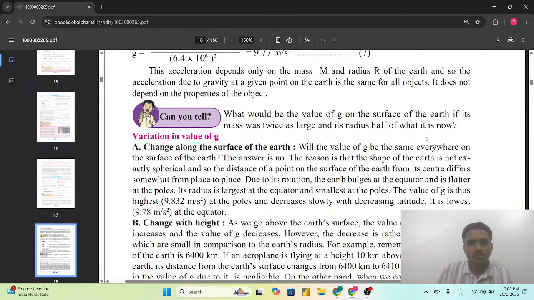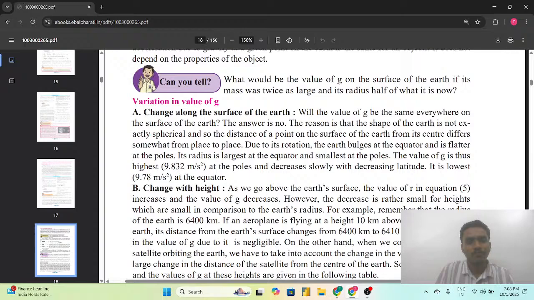Variation in the value of g. Now we are going to see what will be the variation in the value of g. First point, change along the surface of the earth. Will the value of g be the same everywhere on the surface of the earth? The answer is no, because the shape of the earth is not exactly spherical, and so the distance of a point on the surface of the earth from its center differs somewhat from place to place. Due to its rotation, the earth bulges at the equator and is flattened at the poles.